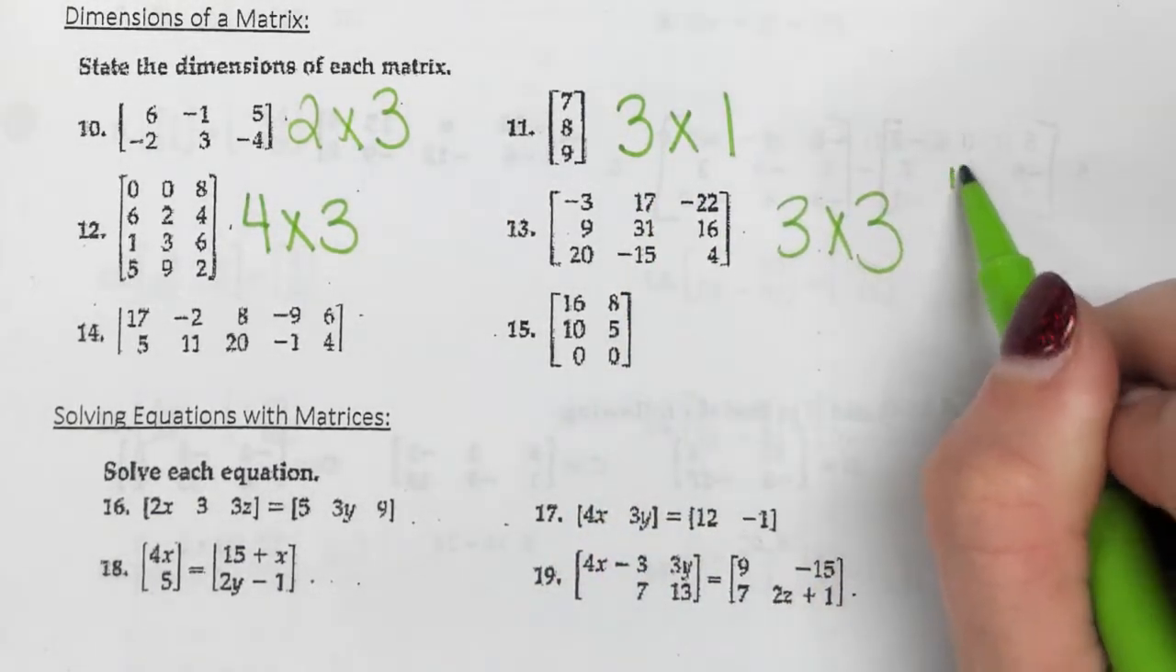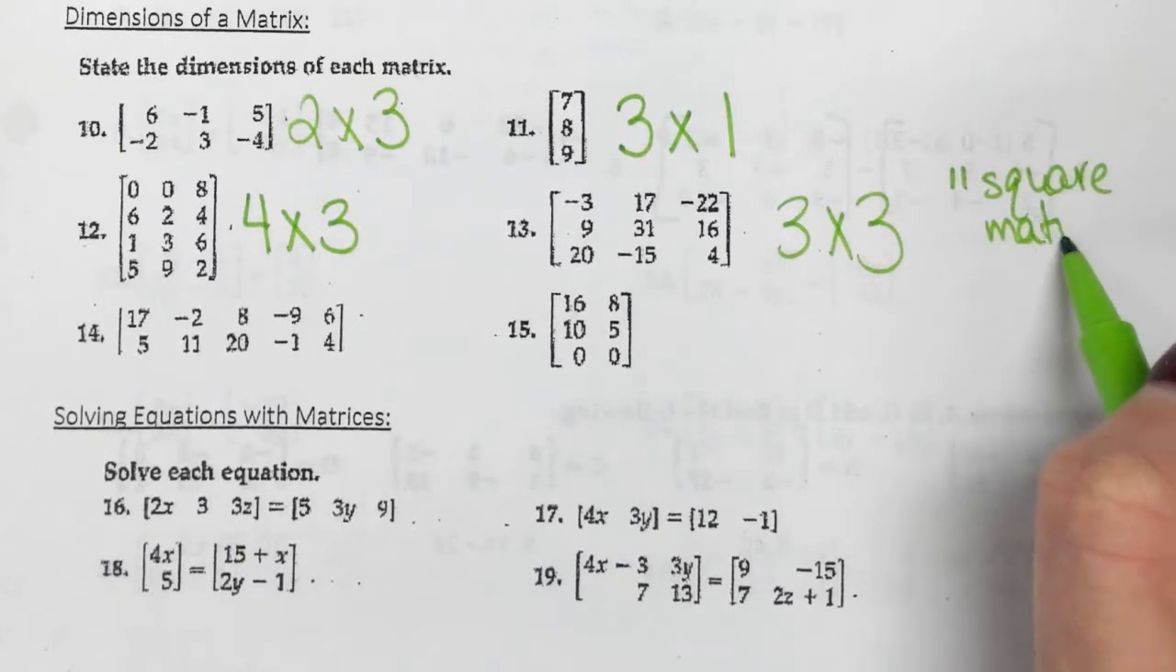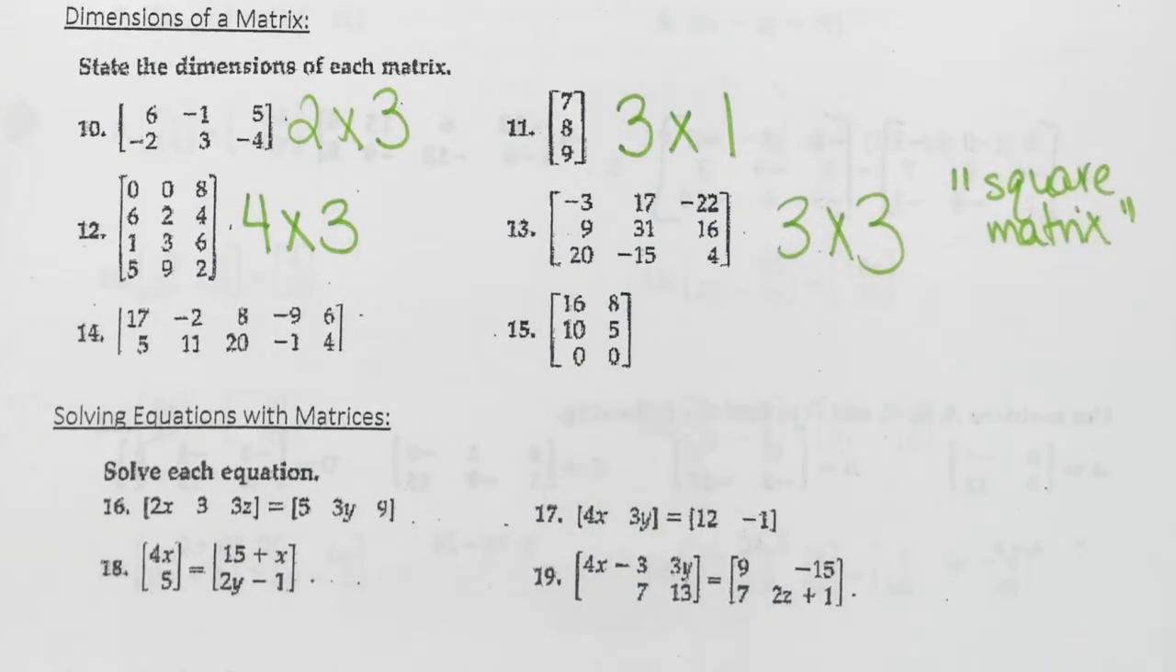This is an important one. This is called a square matrix. Just make sure you know the terminology. Why is it called a square? It's the same dimension. There you go. Same dimensions on rows and columns.